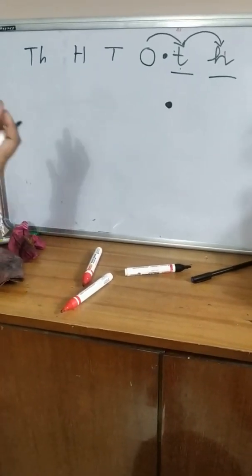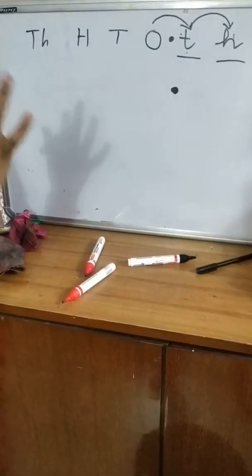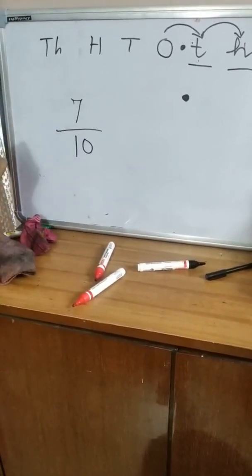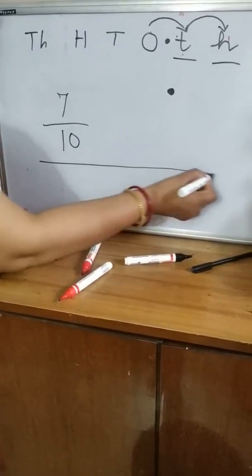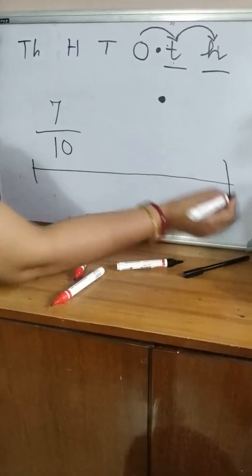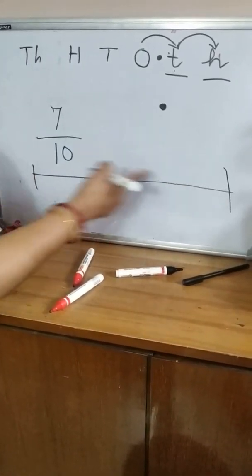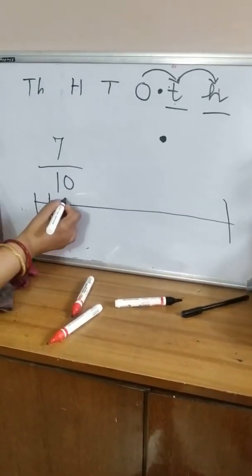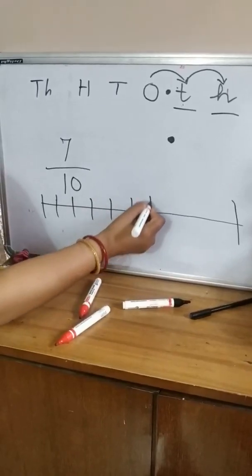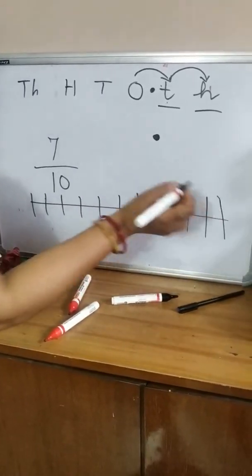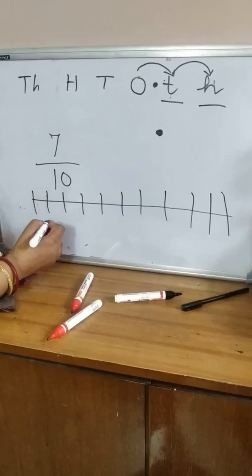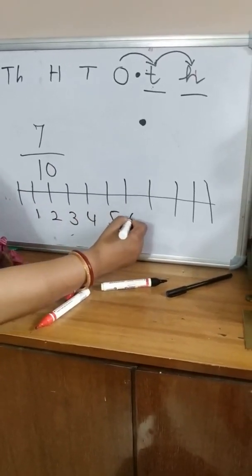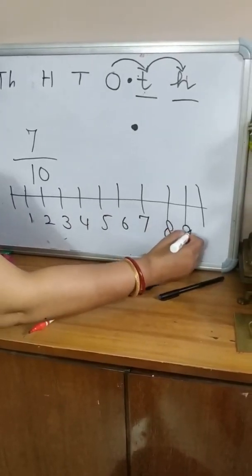Okay. For the decimal fraction, for example 7 by 10, how will you represent it? So this is the number line. Okay. Number line, right? So this is 1. This 1 you have to divide into 10 equal parts. 1, 2, 3, 4, 5, 6, 7, 8, 9, 10. So firstly give the marks 1, 2, 3, 4, 5, 6, 7, 8, 9, 10. Okay. What is 7 by 10?